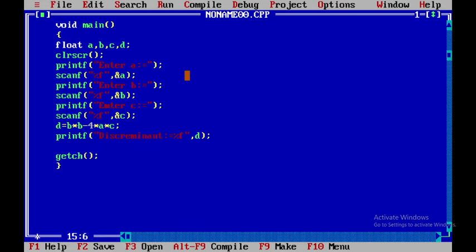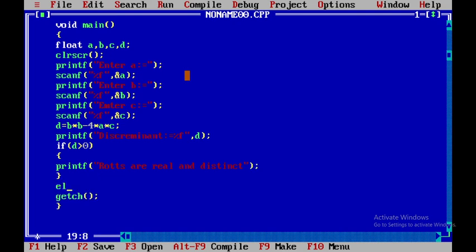Now we are going to check if d is greater than 0. If d is greater than 0, then we are going to print the roots are real and distinct. Okay, distinct.